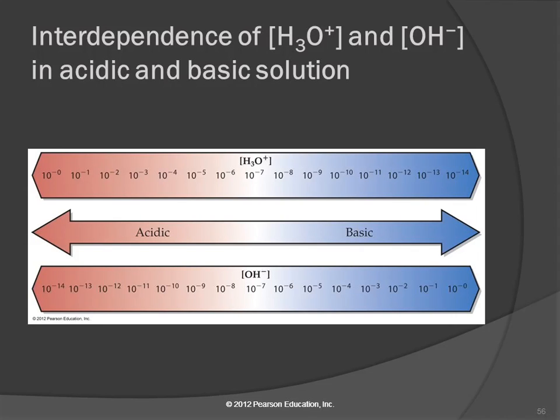So this helps to see how they are interdependent. Here we have hydronium ion concentration in pure water. It's 10 to the minus 7. If we increase the hydrogen ion concentration, it becomes an acidic solution. And at the same time, the hydroxide ion concentration is going down. If we increase the hydroxide ion concentration, it's a basic solution, and the hydronium ion concentration is going down.